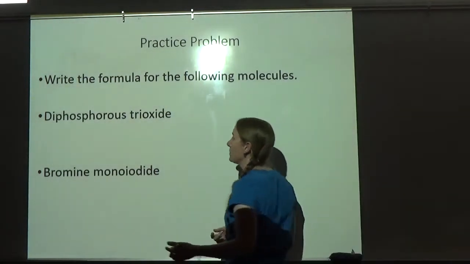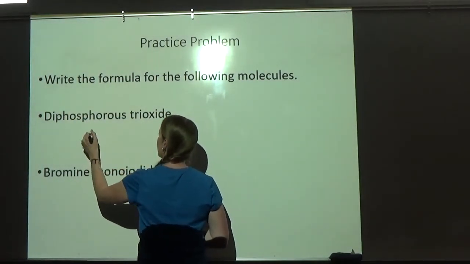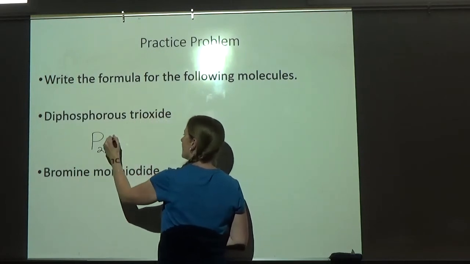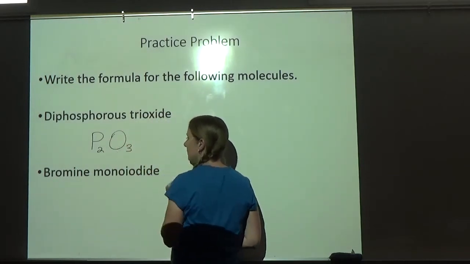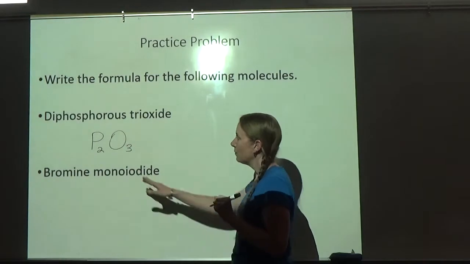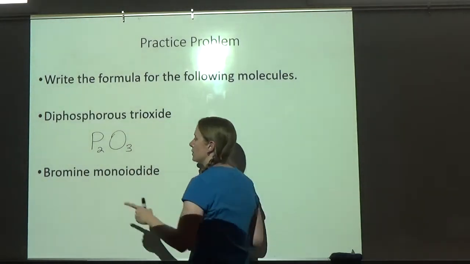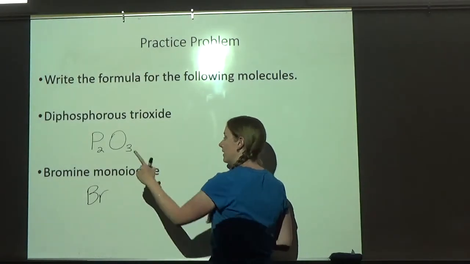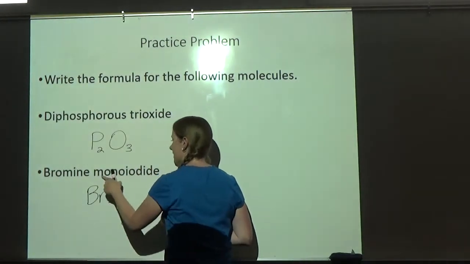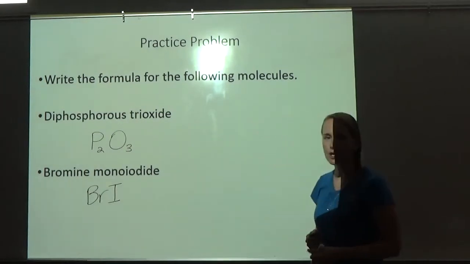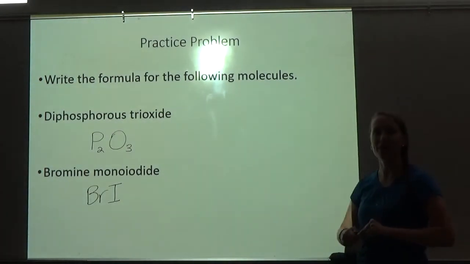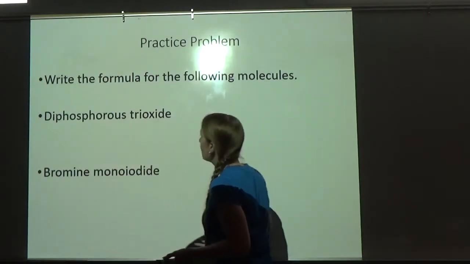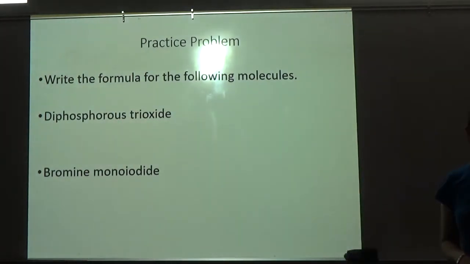So I'll assume you've done that. We have diphosphorus, so phosphorus is P, di means 2, trioxide, oxide is O, tri means 3. So hopefully you got that one right. Bromine monoiodide, so bromine is Br. Since it doesn't have a prefix, I can assume there's 1. Iodide is I. Since it has a prefix mono, I know there's also 1, so it's just BrI. Like I said, hopefully you're finding this type of naming for molecular compounds pretty easy.